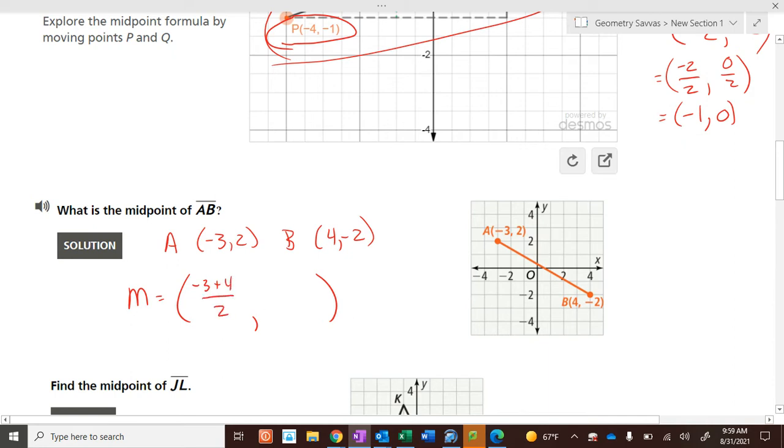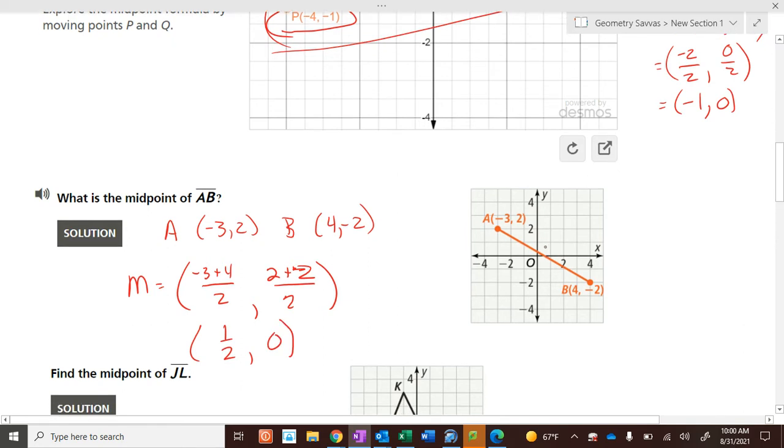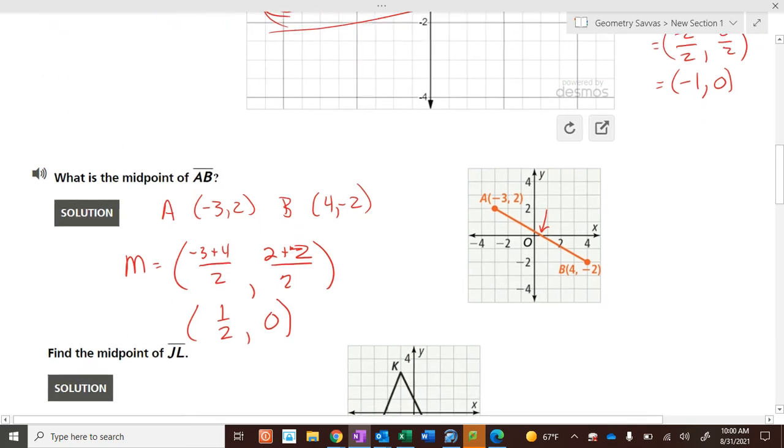Then you add the y's: 2 plus -2, and you divide them by 2. What's -3 plus 4? 1. So you get 1/2. What's -2 plus 2? 0. What's 0 divided by 2? 0. 1/2, 0. Right there would be the midpoint. That looks right. Okay? With a lot of these, you can visually check and say, yeah, that looks good.